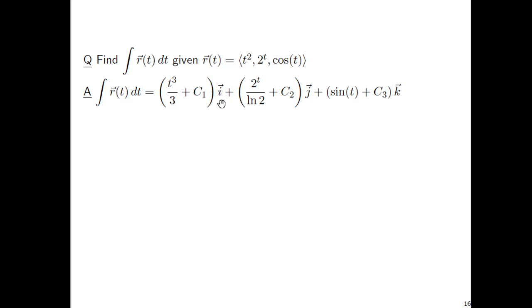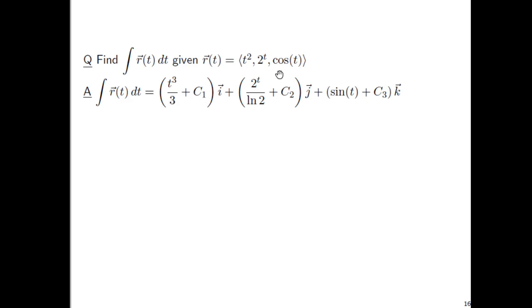I could have written in the angle bracket notation, but these angle brackets would have just looked huge due to these fractions. So I just did this in i, j, k notation. But you antidifferentiate t squared to be t cubed over 3. Don't forget a constant, right?